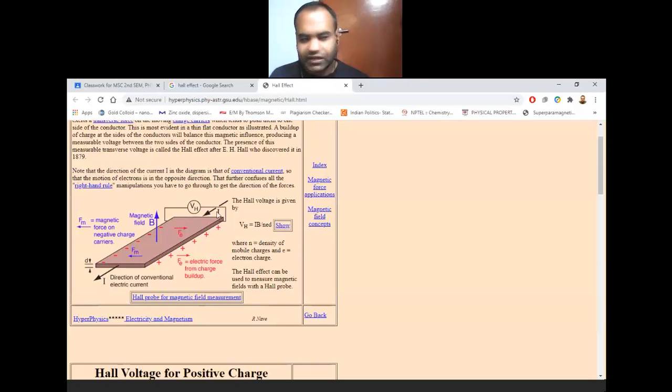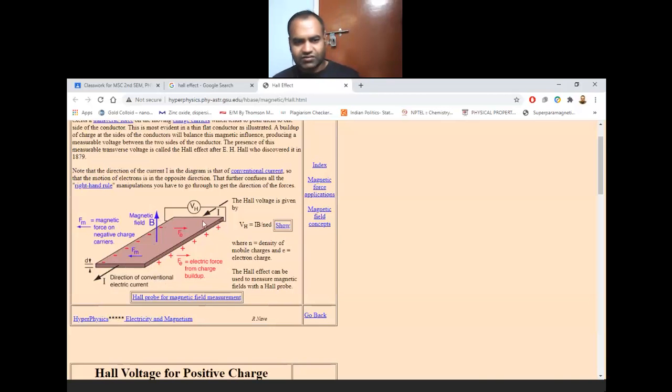So now what you do, current is flowing, meaning electrons are flowing. The direction of conventional electric current, and conventional electric current is due to the flow of electrons. All of you know that conventional current is the flow of electrons. Now what you do, you apply a magnetic field B, this capital B, which is applied perpendicularly to this specimen, to this sample.